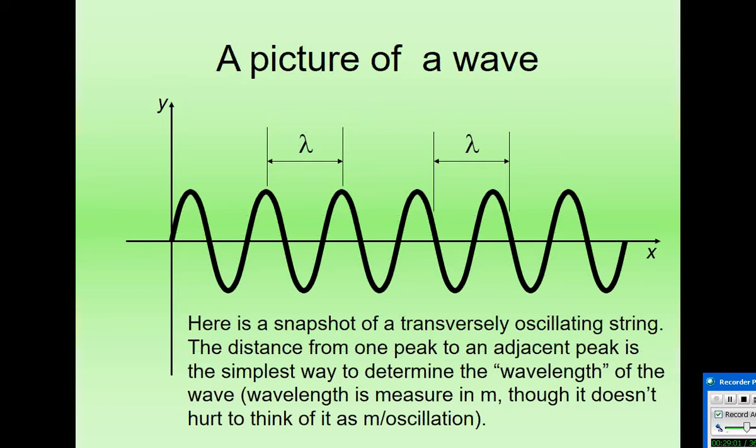So we often think of it as peak to peak. Lambda, the wavelength, is the distance from one peak in a wave to the next adjacent peak in the wave. Units of meters.